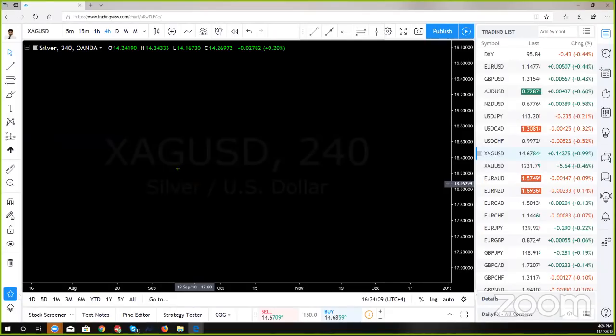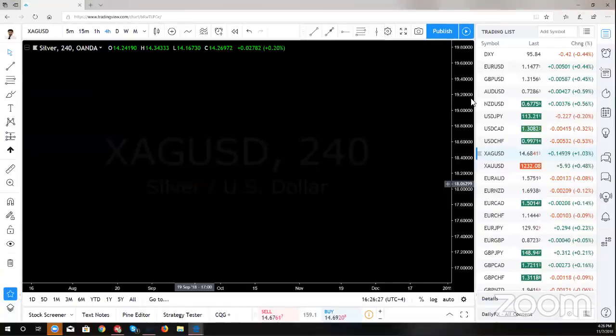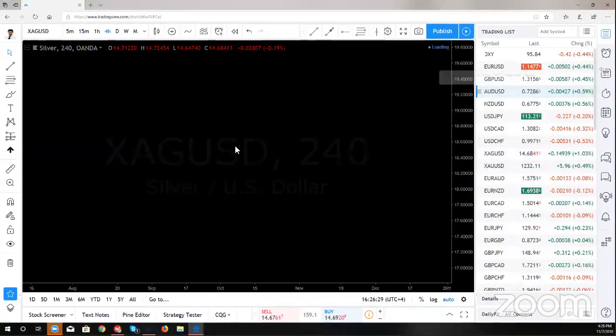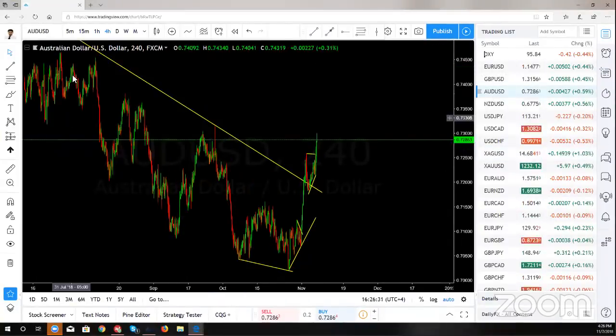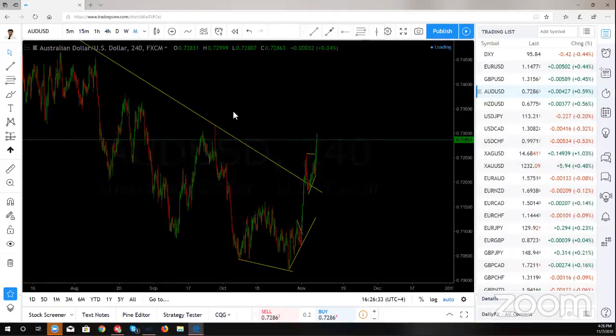Aussie 3 times. We're going to go with Aussie dollar. Like I said, the first one that gets 3 we will go with. Aussie dollar has 4, we'll go with Aussie dollar. So let's pick Aussie dollar. And we will go to the monthly and I'll take everything off.